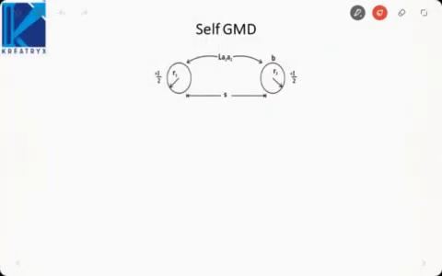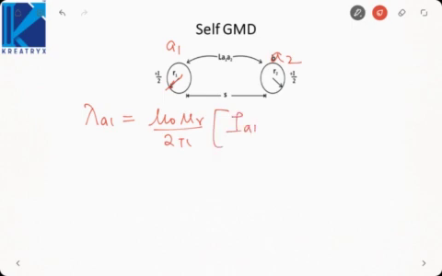Now let us focus on one group of conductors. Let us say this is A1 and this is A2. This conductor has a radius R1, the other has a radius R2. Now if I want to find the flux linkage of A1, it will be mu naught mu r by 2 pi times IA1 ln 1 by dA1A1 plus IA2 ln 1 by dA1A2.